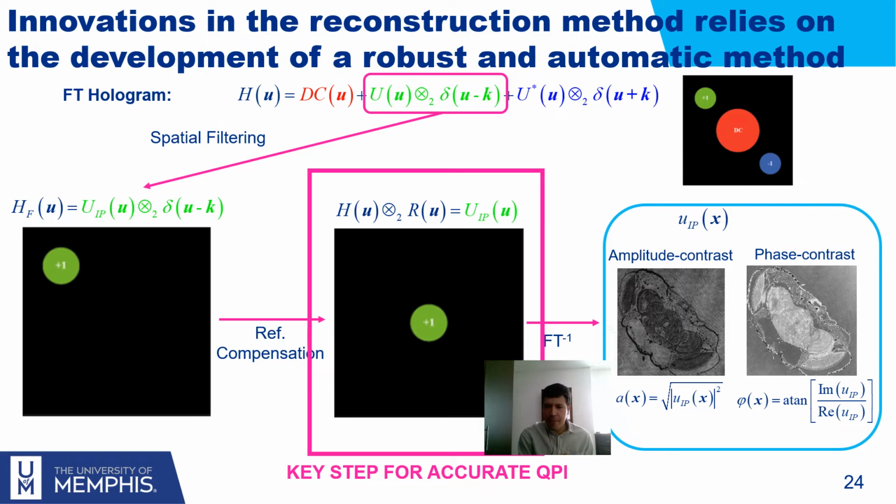We need to pay particular attention to the reference compensation step. This step is particularly important to provide phase contrast images without any distortion, that is, images like this one. This is important mainly because we are interested in using the phase value for accurate measurements, for instance, topography of the sample or refractive index measurements. So to do this, we need a fully compensated image.